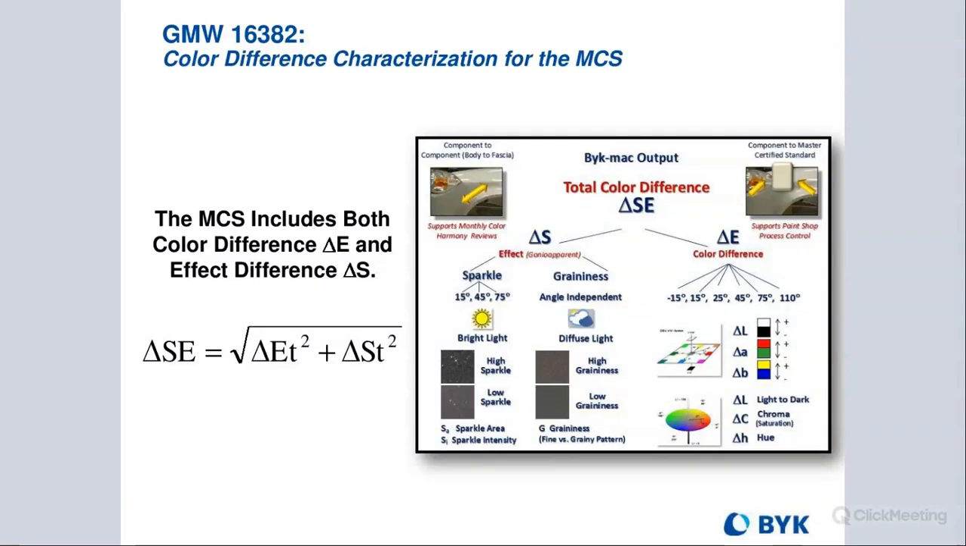All right. So with our BYK-mac eye, like I mentioned before, it measures our color at these different angles, but it also has these effect measurements, so our sparkle and our graininess. And what we see here is that we're able to break down our total difference in sparkle and our total difference in effect. And then we can combine those two differences to get our total color difference. So that includes sparkle and effect, because sparkle also plays a role in how we see color. Same with the graininess. So we see this is the equation for that to give us our total color difference.